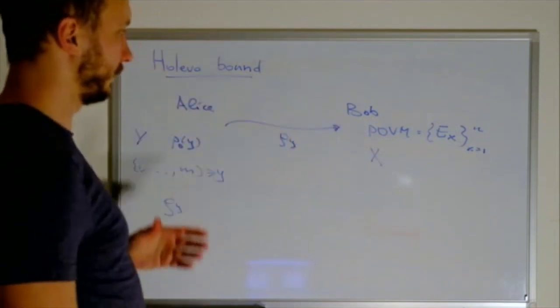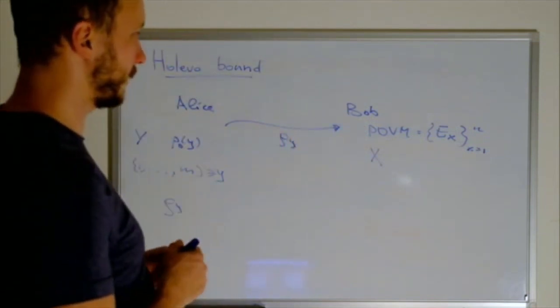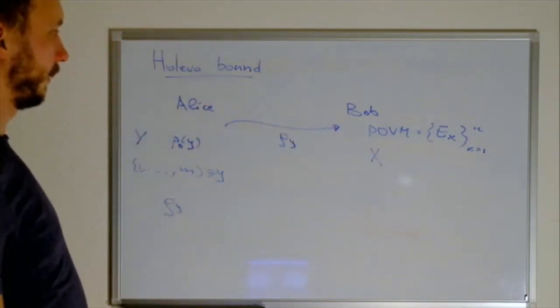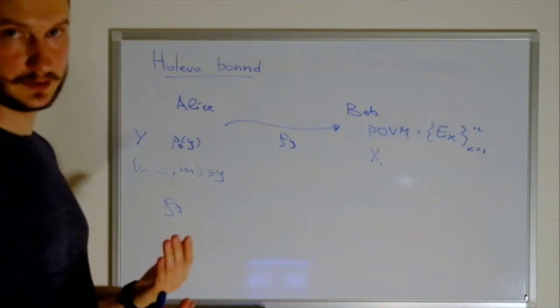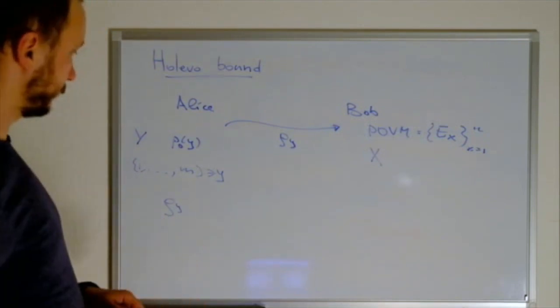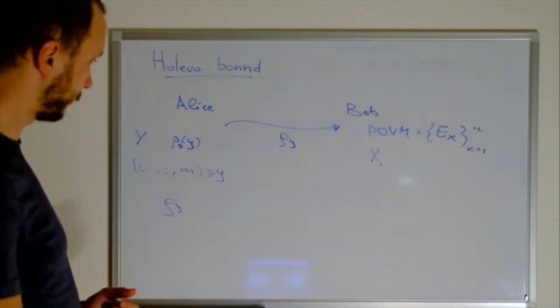Now the question we're interested in is how much information can Alice transmit to Bob by doing this. Okay, now in this context where we're talking about channel capacity and information transmission, the important figure of merit are entropies. This all comes from the Shannon coding theory and so on.